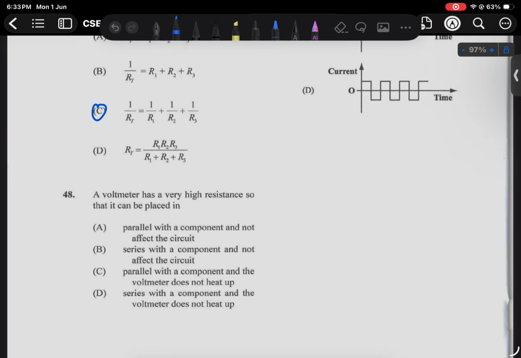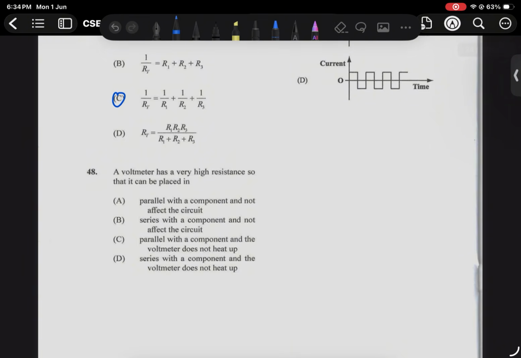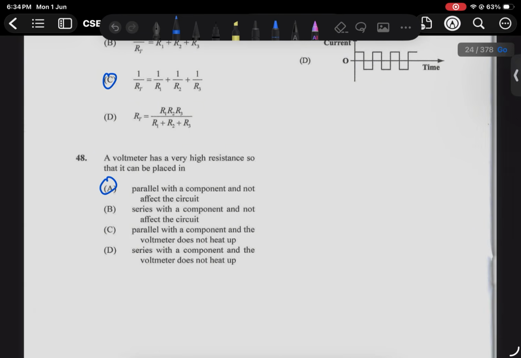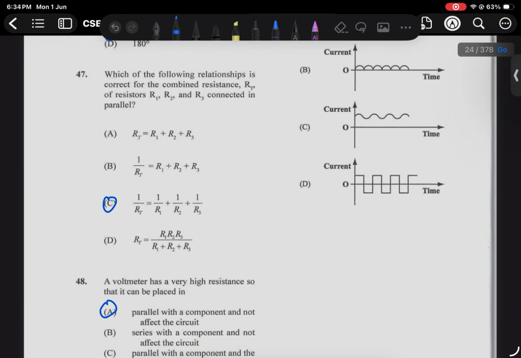A voltmeter has a very high resistance so that it can be placed in... Voltmeters are placed in parallel because they have a high resistance. So it can be placed in parallel with a component and not affect the circuit, yes.